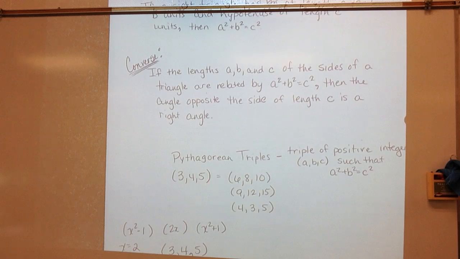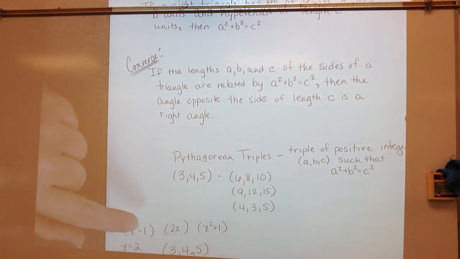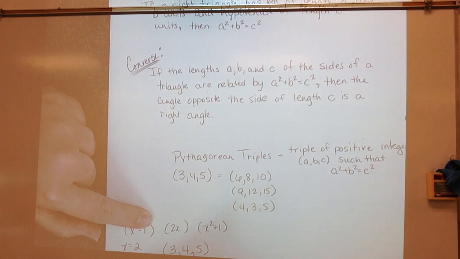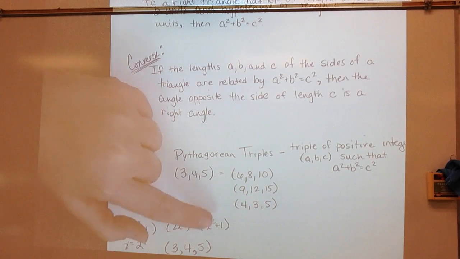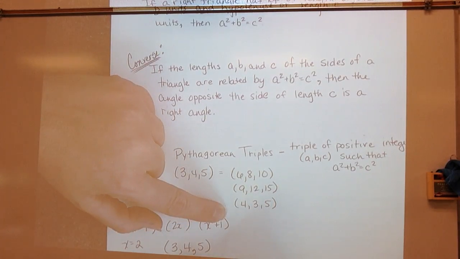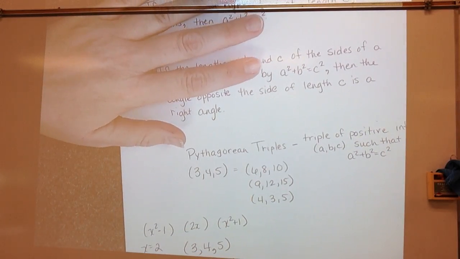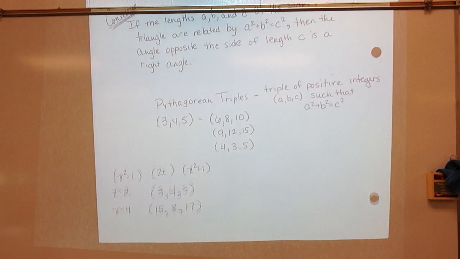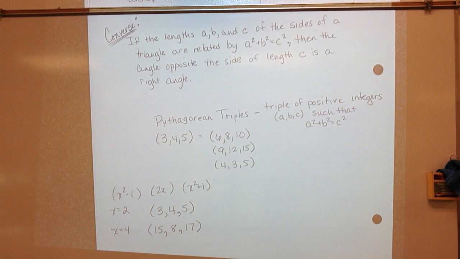Let's say that x is equal to 4. So 4 times 4 is 16, minus 1 is 15. 4 times 2 is 8. 4 times 4 is 16 plus 1 is 17. So that would be a Pythagorean triple. If you can remember this, x squared minus 1, x squared plus 1, 2x, then you can create Pythagorean triples using whatever number you want to use. Okay?